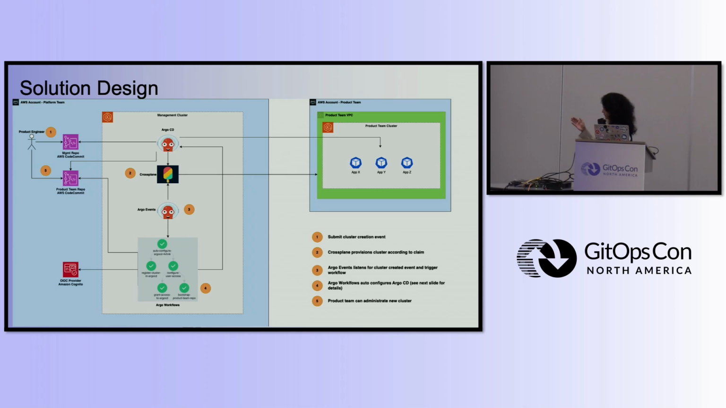Argo CD actually picks up that claim, sends it to Crossplane. Crossplane actually starts creating that EKS or Kubernetes cluster, and it spins that cluster in this other cross account over here in the product team account, right?